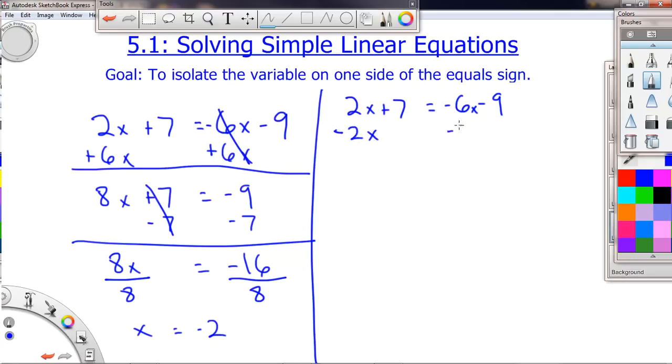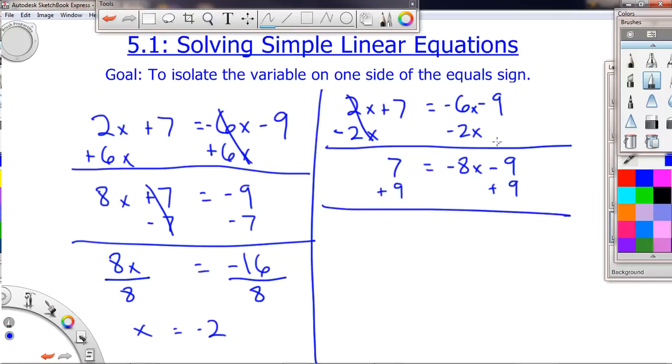So we're going to subtract 2x from both sides. This cancels. I'm left with 7 is equal to negative 6x minus 2x is negative 8x minus 9. Okay, now over here, I need to add 9 to both sides to isolate my x term. Plus 9 to both sides. That gives me 16 is equal to negative 8x.